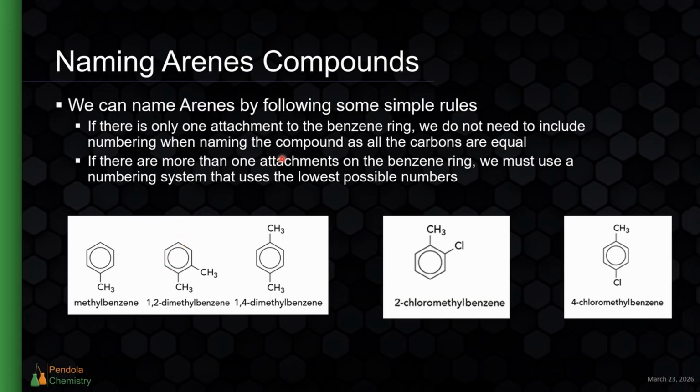If there is more than one attachment on the benzene ring, then we have to use the numbering system that gives the lowest numbering possible. For example, if we have 2 methyl side chains on a benzene ring, we will number one of these 1 and the other 2, because we always go the way that gives us the lowest numbers. And then we'll just say 1,2-dimethyl. So this is nothing new.